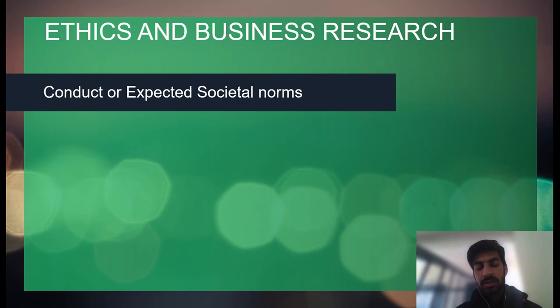How are these things going to work, and what relations will these two things make? So basically, ethics in business research refers to a code of conduct or expected societal norms of behavior while conducting research. Ethical conduct applies to organizations and their members, which sponsor the research. The researchers undertake the research, and the responsibilities provide them the necessary data.